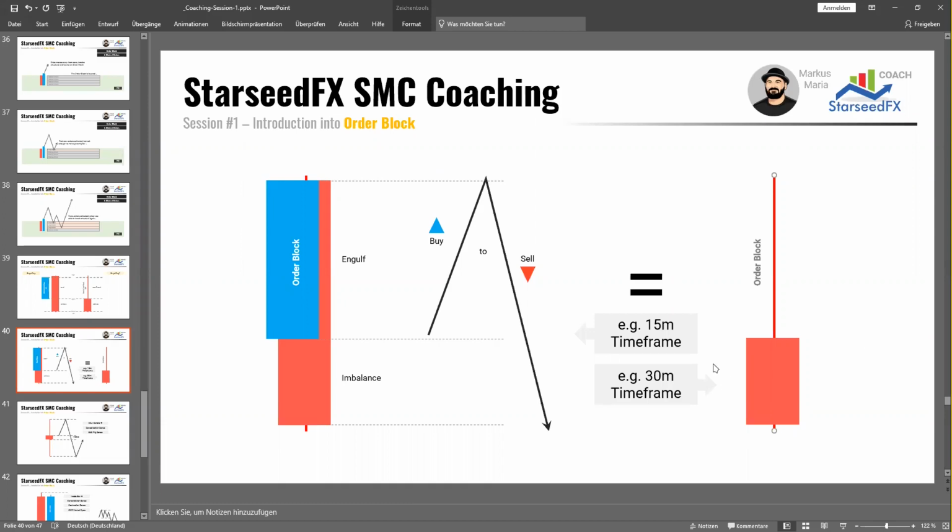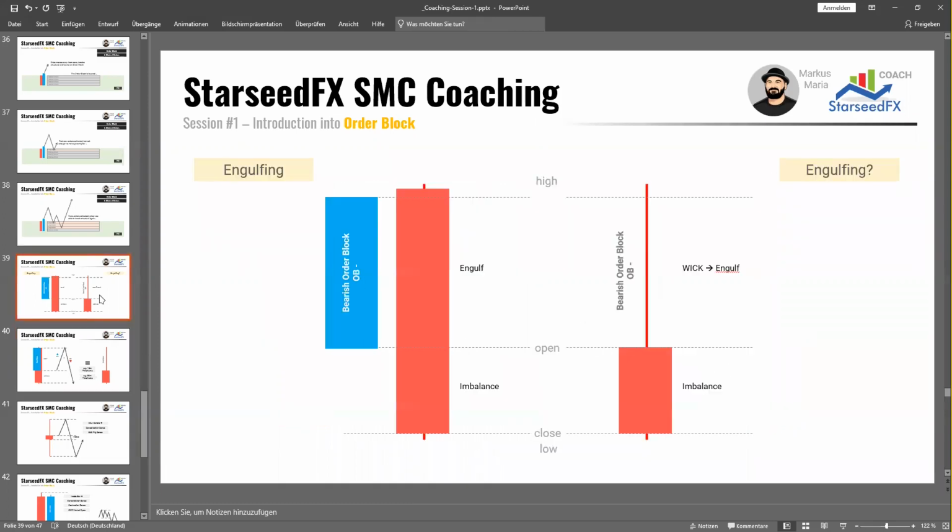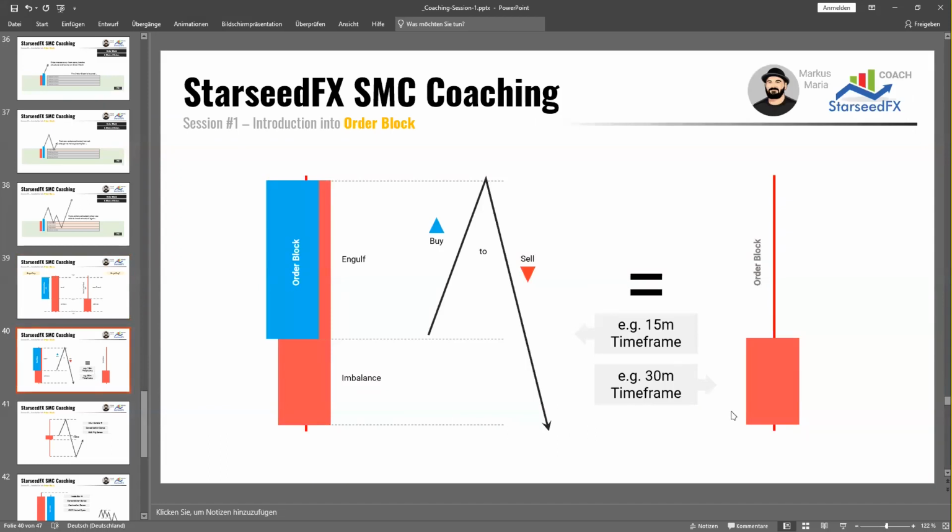And for a, what did we have? A bearish. For a bullish order block, we would have it the other way around, of course. You have a wick to the downside with a blue body on the top.